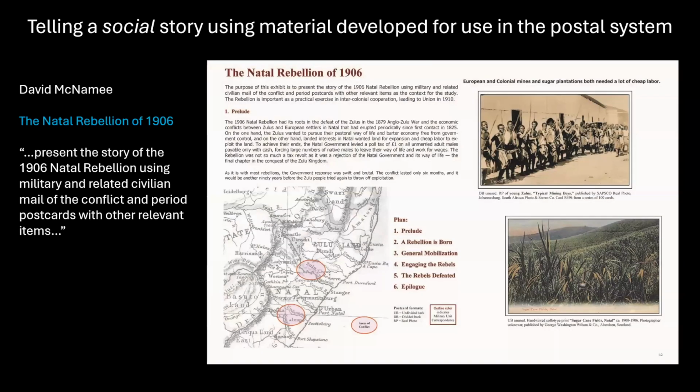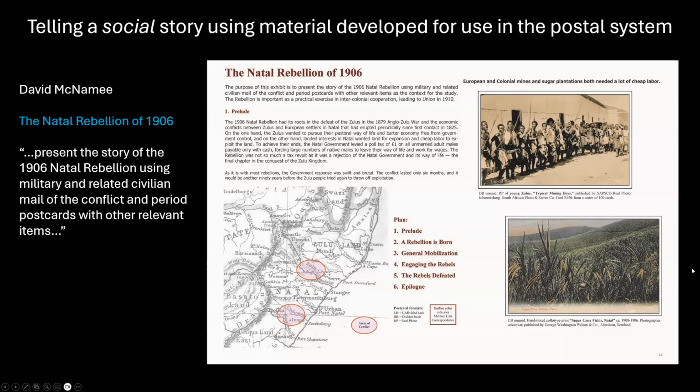Here's another example. This is just an exhibit I found online. It's a multi-frame exhibit that talks about the Natal Rebellion of 1906. And he uses military and related civilian mail from that conflict. So soldiers that were sending mail back home, picture postcards that were issued around that area that had relevant pictures of the conflict. And he uses these to tell the story of the rebellion. So he may not call it that, but in my view, this is kind of a social philately exhibit where he's using the philatelic material to actually tell the story about this rebellion in 1906.